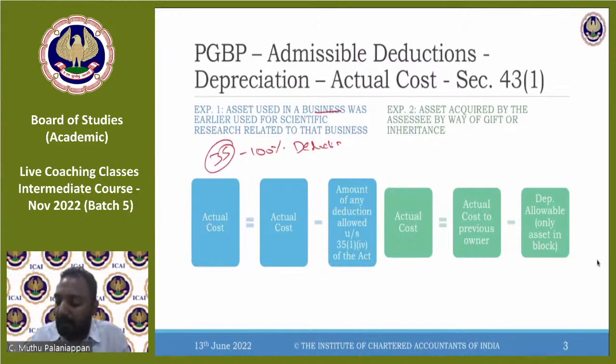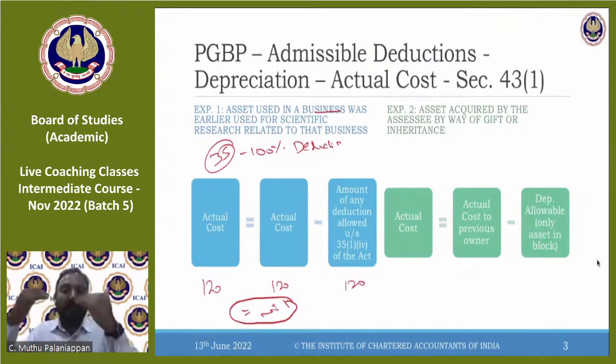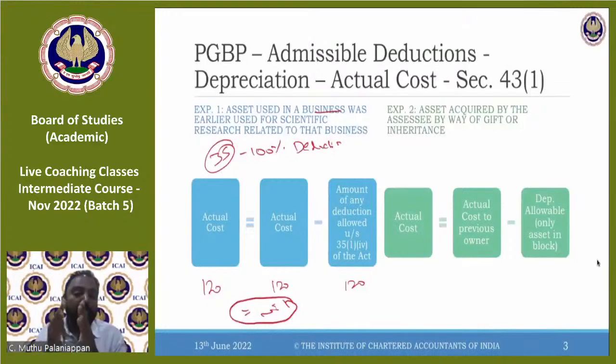So typically, let's say we are talking about 100% deduction, right? So if your cost was 120, how much would you have claimed as deduction? You would have claimed 120. So technically, what will be the cost? The cost for assets for which scientific research deduction has been claimed in the section will always be nil. Why? Because it has already been claimed as deduction, 100% deduction. It is like 100% depreciation in the same year in which you have purchased that capital asset. So for such assets, if you are subsequently using it for non-scientific purposes in some other business, the actual cost of that becomes nil.